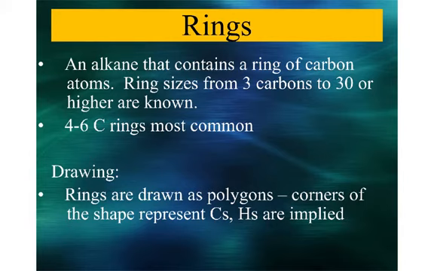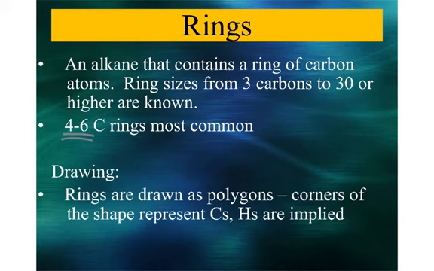A ring we don't usually show as being circular. We show it as polygons with hard edges, and they can range from 3 to 30 carbons big. But the most common ones we'll see are 4 to 6, although we might see a 3 or a 7 occasionally, but mostly 4 to 6 are the ones that are most common.